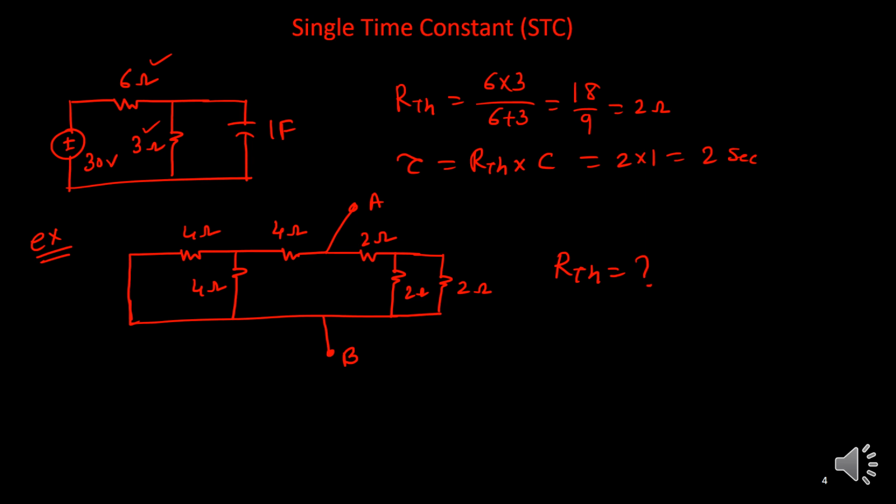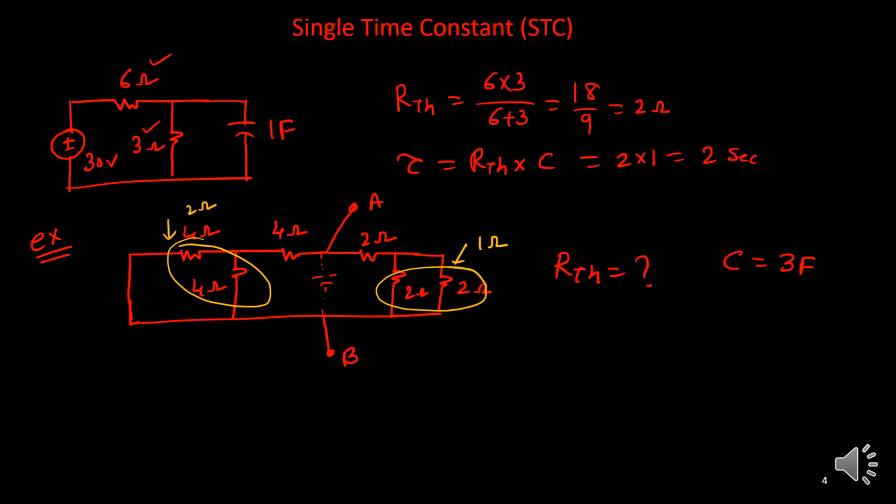The capacitor was 3 farad, that I said. It was here only, and I have removed it. So in this case, how to calculate the equivalent resistance? You can see these 2 ohm, 2 ohm are connected in parallel. That will give you 1 ohm. Similarly, these 4 ohm are connected in parallel. Their parallel combination will be half of that, it will be 2 ohm.